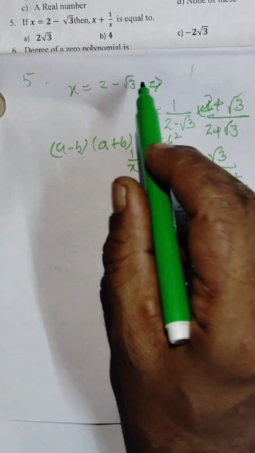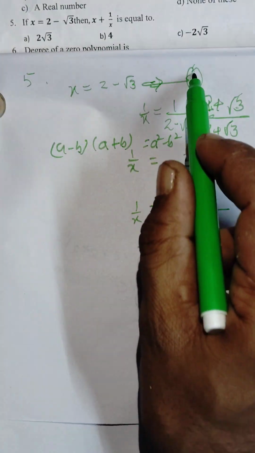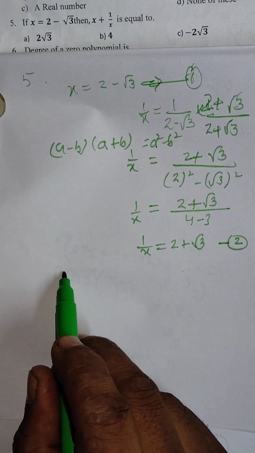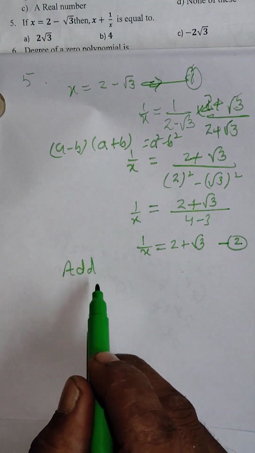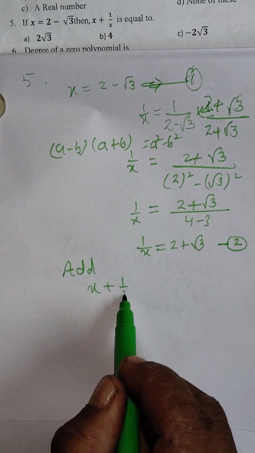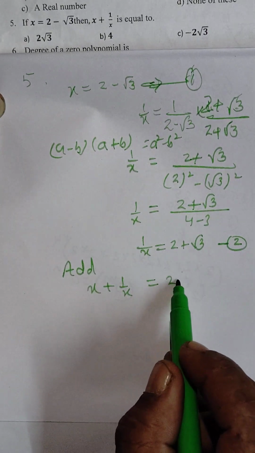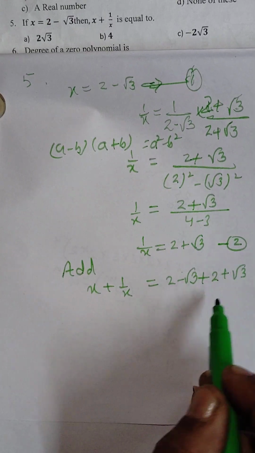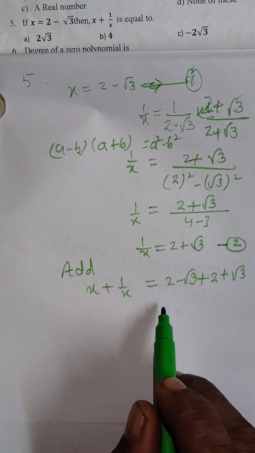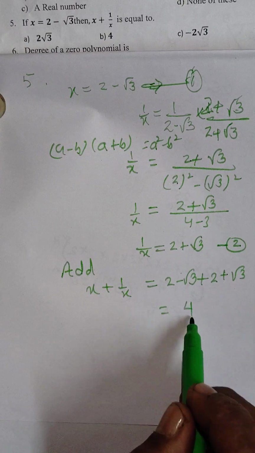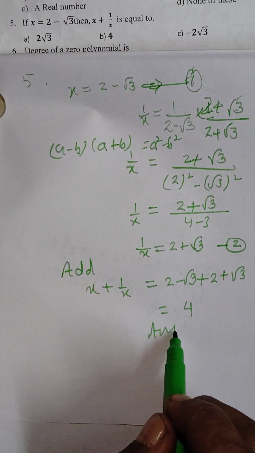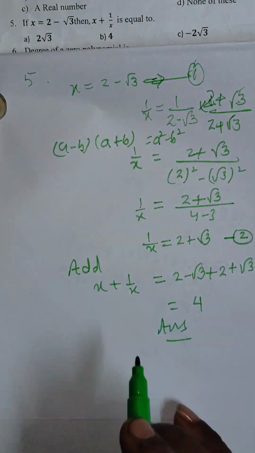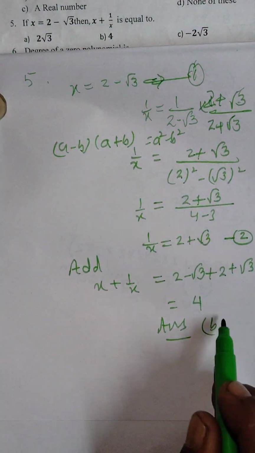So it is equation 1, and x equal to 2 minus square root 3. There are two values, so what do we do? We add both equations. So x plus 1 over x gives us 2 minus square root 3 plus 2 plus square root 3. So minus square root 3 plus square root 3 cancel out. 2 plus 2 gives us 4. So the answer is 4. The option given is B, 4. So B answer is correct.